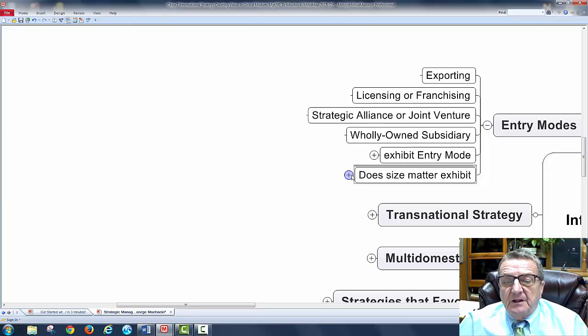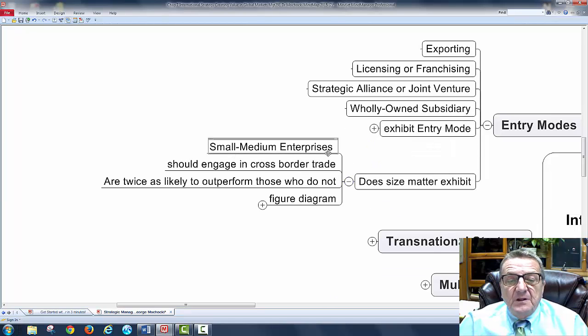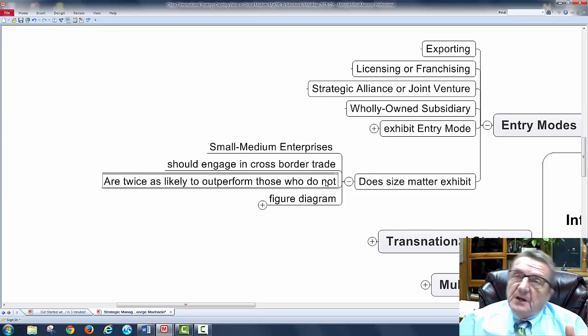Exit. Does size matter? Small and medium enterprises that engage in cross-border trade are twice as likely to outperform those who do not. Why? I've got a bigger market. I've got my same product. I've got more customers.